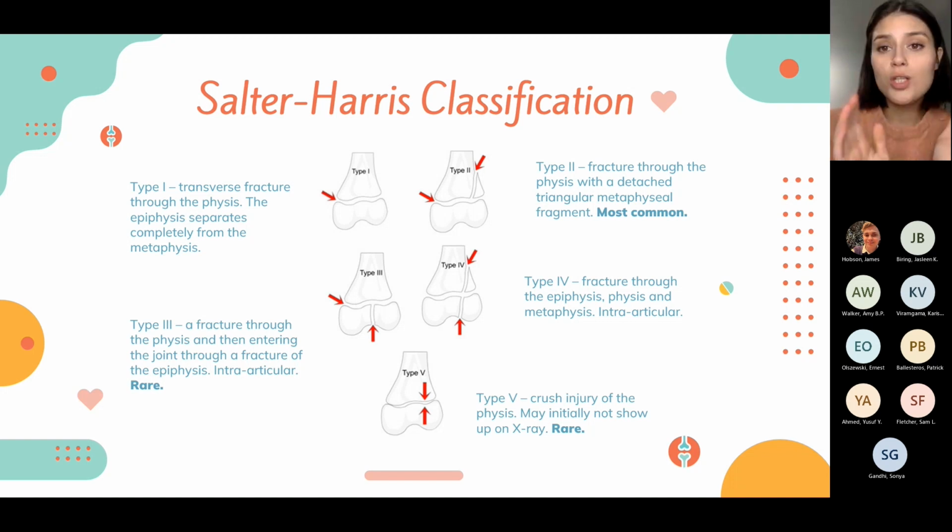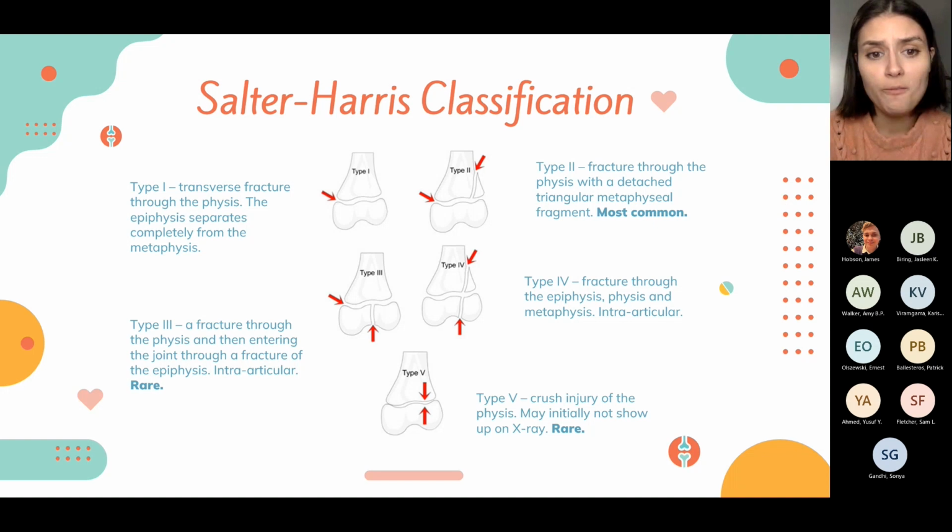Types 1 and 2, it's important to note, have a very good prognosis. They normally heal really well, with minimal complications. So type 3, you have that fracture through the physis, but then you've also got a fracture through the epiphyseal portion, coming through the joint, which makes it inherently intra-articular. This is quite rare. You won't see this very often.